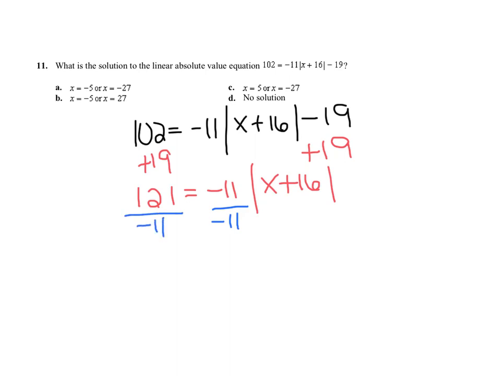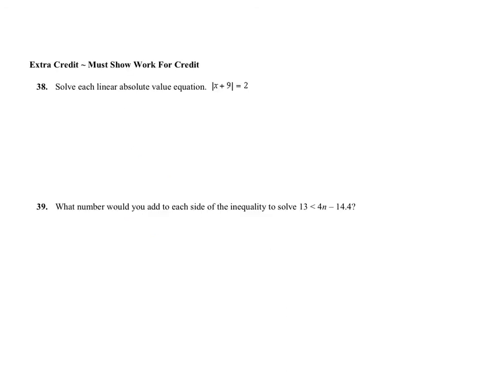When I do that, I get -11 on the left, because 121 divided by -11 is -11, equals the absolute value of x plus 16. We should stop right here because an absolute value cannot equal a negative number. So after two steps, we can see that this problem has no solution, because the absolute value is talking about the number's distance from 0, and distance cannot be negative.